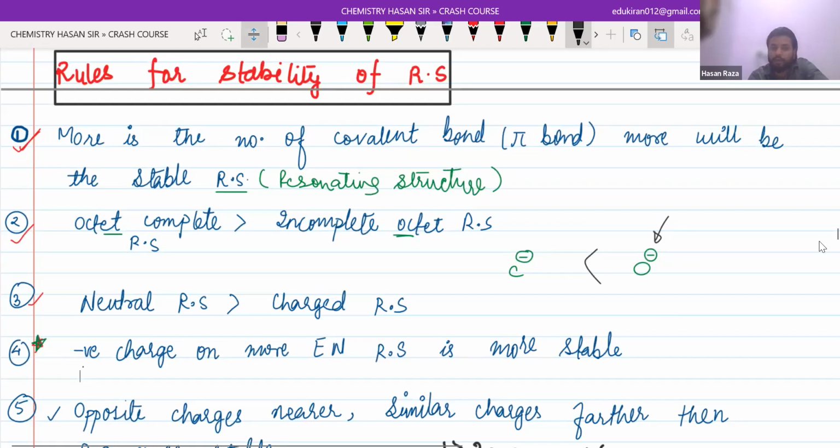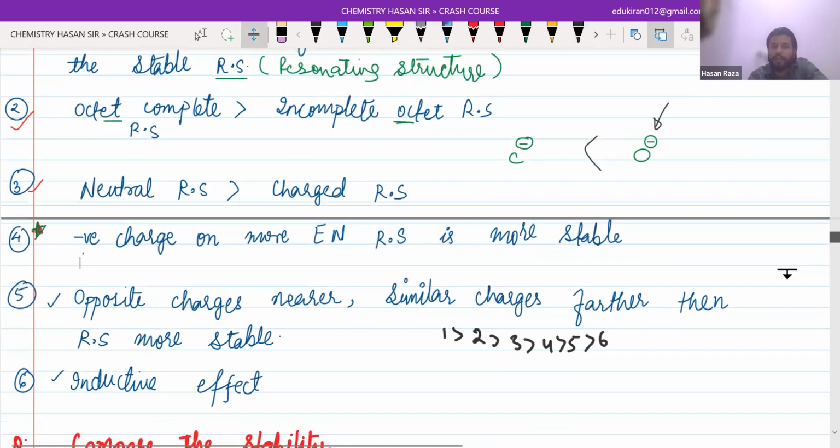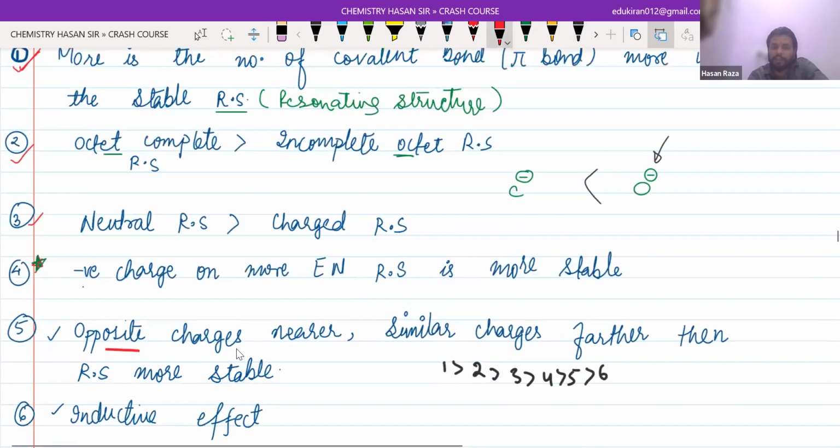Now moving to the next: if opposite charges, positive and negative, are nearer, that is good. If the same charges are nearer, that is not good, because there will be repulsion. If these five checks fail, then go for the inductive effect. Is that clear, everyone?